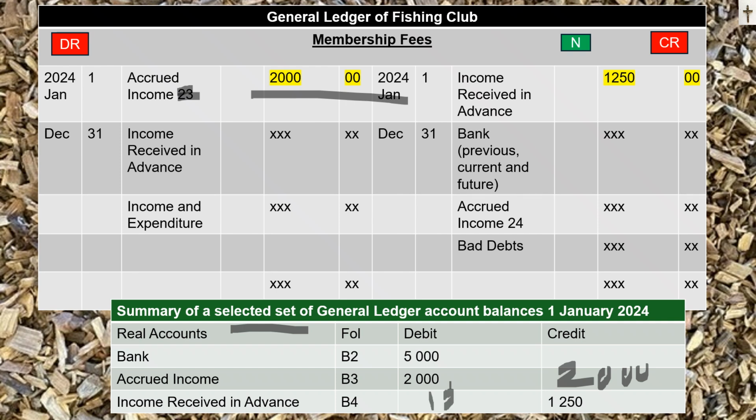So we debit income received in advance and we credit membership fees with 1,250. That is called reverse entries. We reverse the adjustments at the end of 2023 that were made with regard to membership fees. There was 2,000 Rand outstanding and we had received last year 1,250 Rand for this year. So we've brought those adjustments into account.